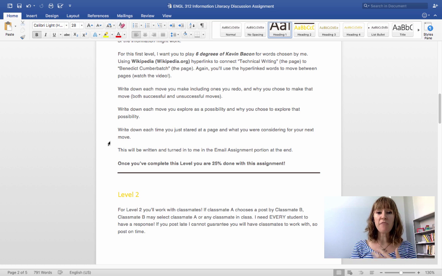Make sure you write down every move that you make, including ones you have to redo. Having to redo steps or taking more than 6 steps is not going to make you fail this assignment or this particular portion of it. I just want you to write it all down. Write down every move that you explore, everything that you stop and think about, how much time you spend on the pages, what you're looking for on particular pages, and what kinds of information you're attempting to connect between these pages. Eventually, all of that will be sent back to me in the email assignment that's due at the very end of this particular week. Once you've completed this level, you are 25% done with the assignment.